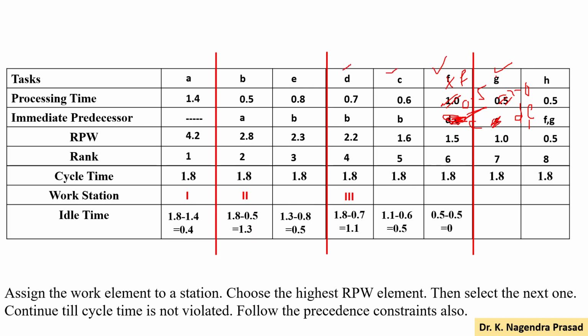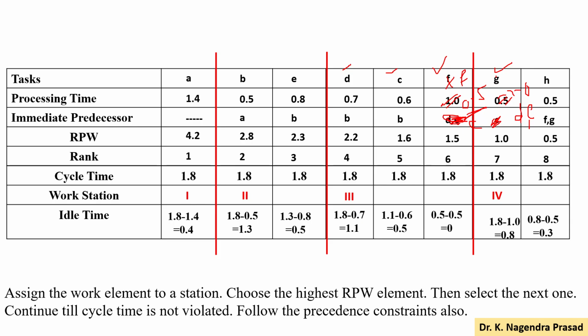So next we have to start another workstation, that is workstation 4, with the task G. Its processing time is 1 and cycle time is 1.8. Then idle time will become 1.8 minus 1, that is 0.8. So next we have to move to the next task H. Its processing time is 0.5. Then after adding the task H in the fourth workstation, idle time is 0.3.